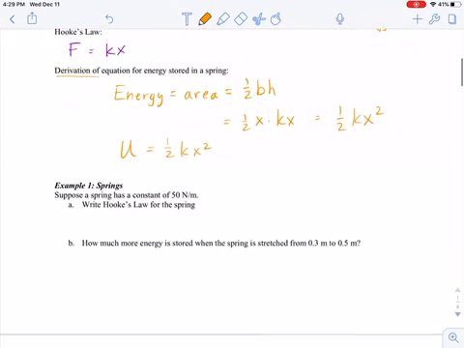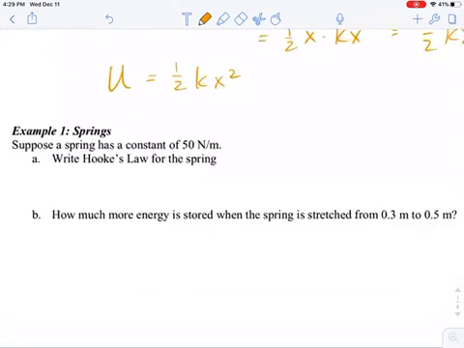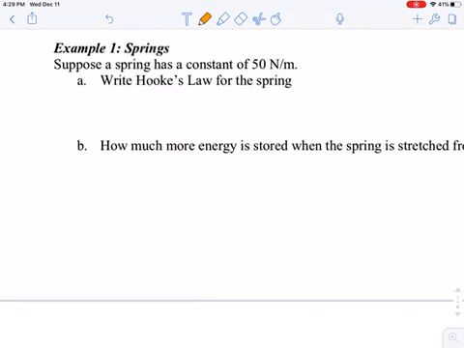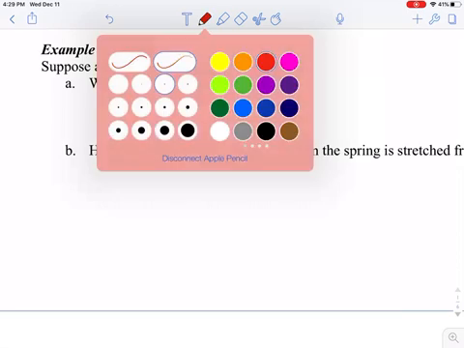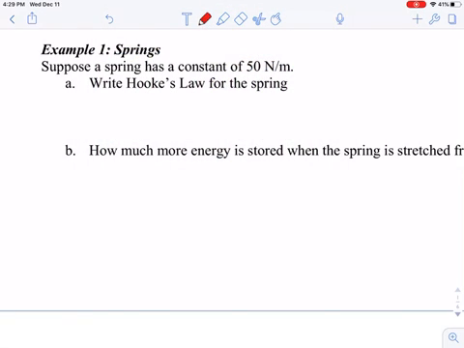So now let's use that idea to solve an example. Suppose a spring has a constant of 50 newtons per meter. Write Hooke's law for the spring. So I'm going to write that F equals kx, or F equals 50 newtons per meter times x. I should pause for a minute and point something out.